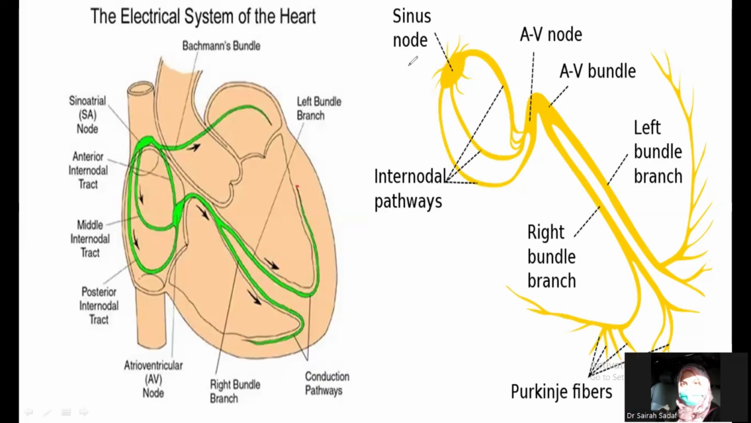As we know that SA node generates an electrical impulse, it just arises from here. It goes to the right atria, they contract, it goes to the AV node. After a very small fraction of stay in the AV node, it goes to the AV bundles and then to the right, left bundles. When there is any pathology here, it will be a left bundle branch block.